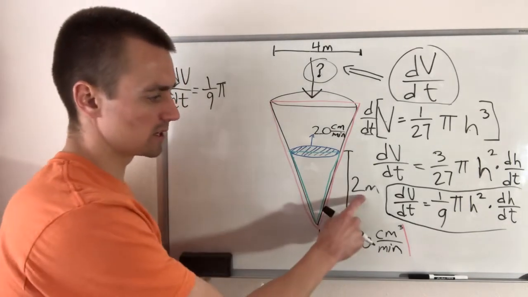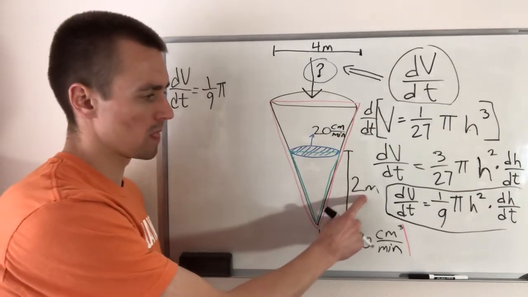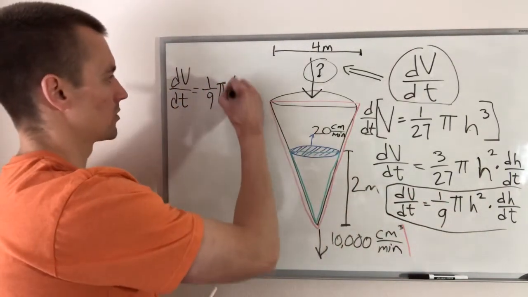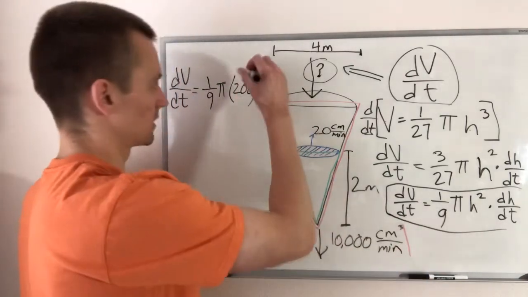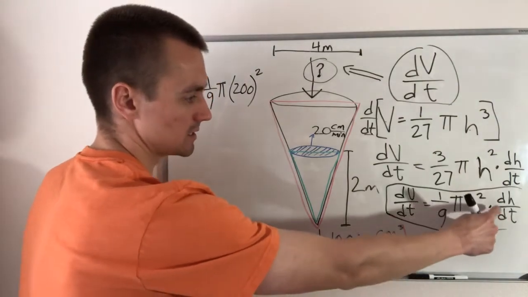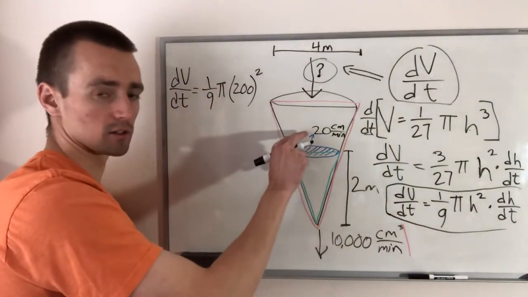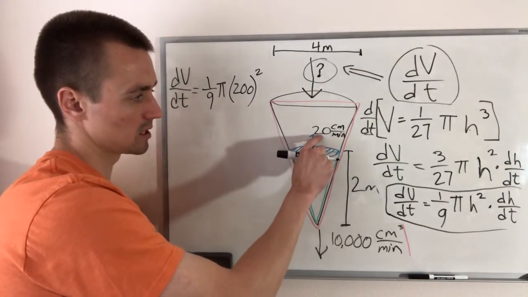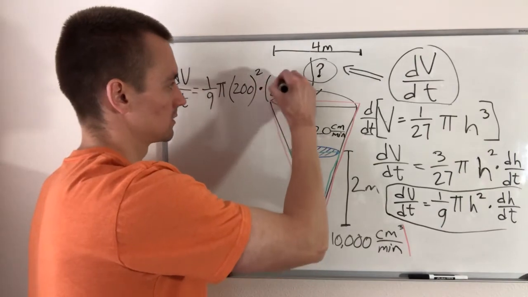So 2 meters is the same as 200 centimeters. So our h is going to be 200. And then we're going to square that and then multiply by dh/dt. dh/dt is the rate of change of the height. So how quickly our water level is rising, which is 20 centimeters per minute. So then we're going to multiply that by 20.